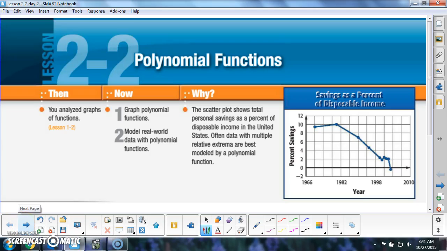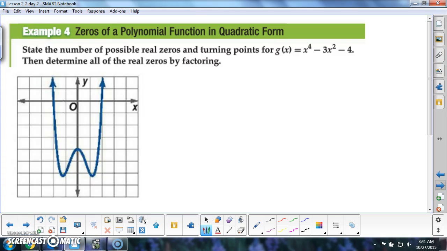Part 2 of Lesson 2 of Chapter 2 is more on polynomial functions. Example 4, we're going to state the number of possible real zeros and turning points for this polynomial function. This is a fourth degree polynomial function with a leading coefficient that's positive, so therefore it's going to be a touchdown guide like you can see in the graph.